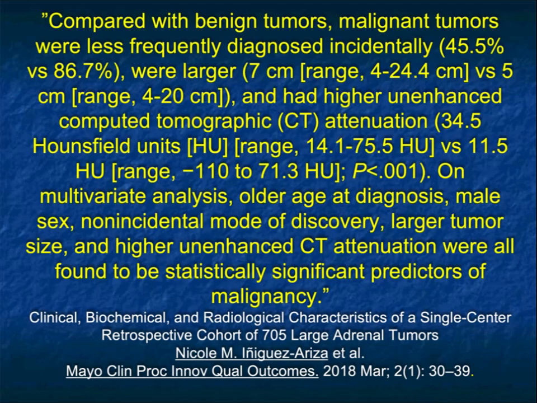Some other facts from their article: compared with benign tumors, malignant tumors were less frequently diagnosed incidentally, were larger, and had higher unenhanced CT values. On multivariate analysis, older age, male sex, non-incidental mode of discovery, larger size, and higher unenhanced CT attenuation were all found to be statistically significant predictors of malignancy.